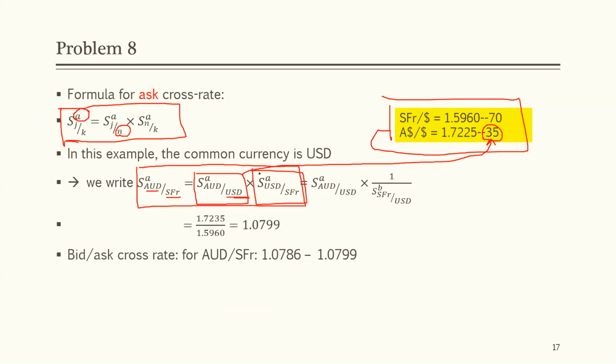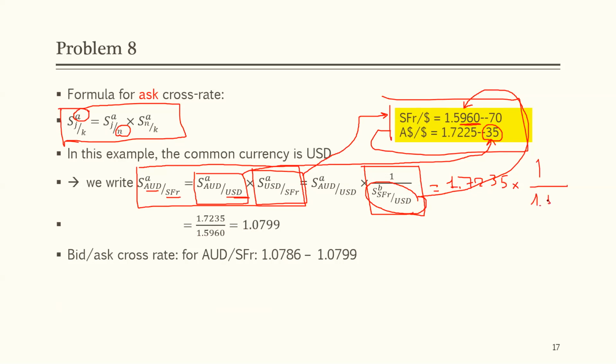For the second bit, I don't have it directly, but I have the reciprocal, okay? So I'm just going to take the reciprocal rate. In this case, what I'm looking at is the bid rate for the Swiss franc over USD, which is this number on the left-hand side. So if I rewrite the equation, if I replace the correct numbers in the equation, it will be 1.7235 times 1 divided by 1.5960. Okay. So if I do the calculation, I will get 1.0799.